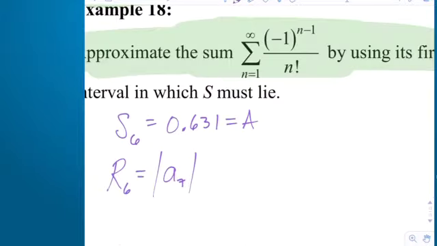So let's figure out what that's going to be. What is the absolute value of a sub 7? Well, when you take the absolute value, you don't need the alternator, do you? Because it's just plus or minus. So it's just going to be 1 over 7 factorial.